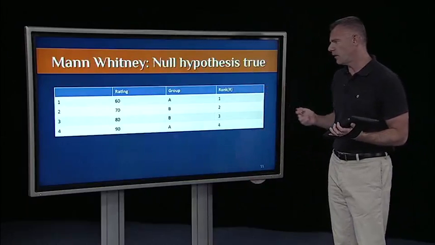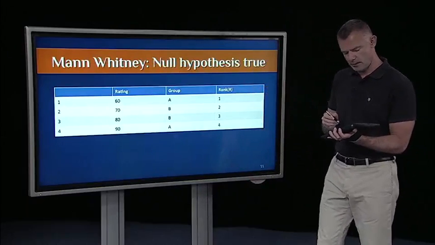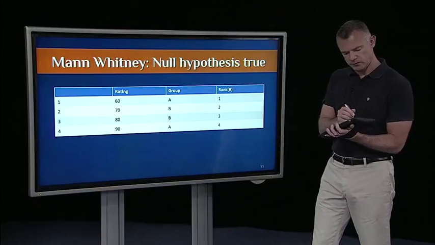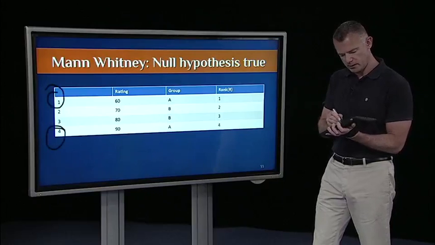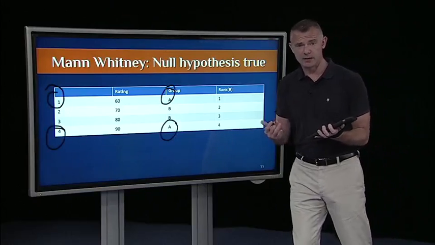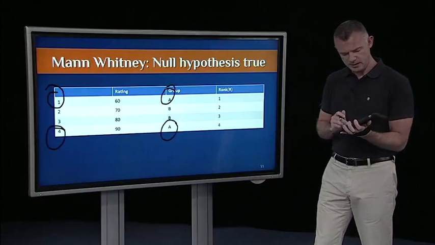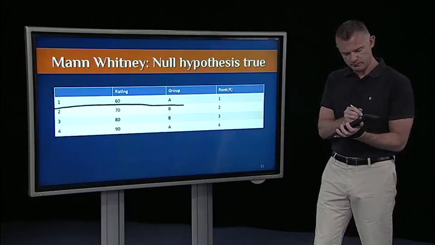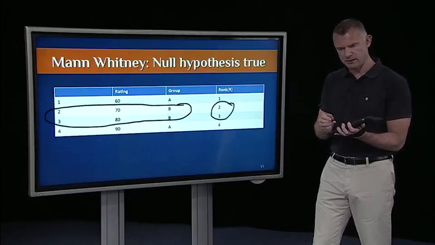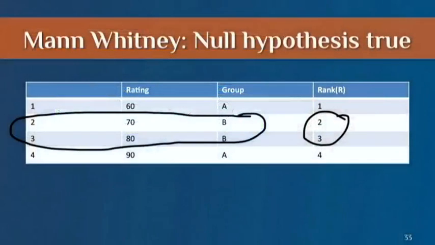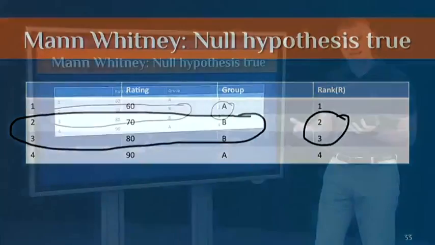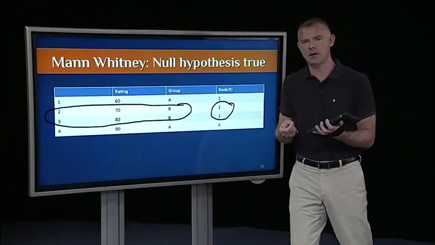Here's an example where the null hypothesis would be true. I just put the first and last rater in group A, and if I sum their ranks, I would get a sum of 5, and the same for group B. Right? If I sum their ranks, I would get 5. The total of all sums is 10, so in either case it would be 10 minus 5. My Mann-Whitney U value would be 5, or half of the total possible sum. That's exactly what we would expect if the null hypothesis were true.